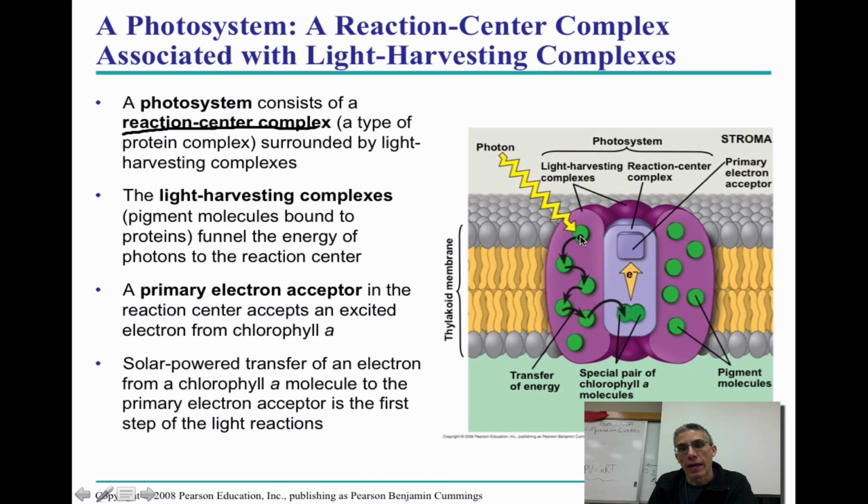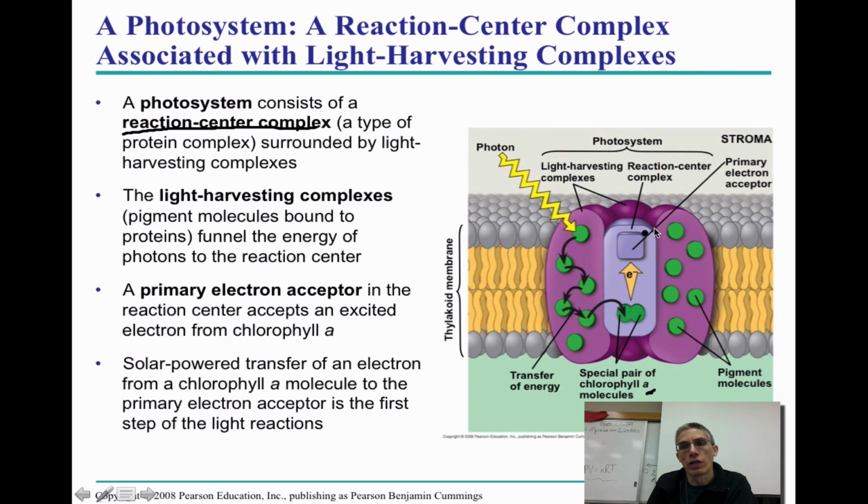and we're not actually going to pass the electron, but we're going to get the result of that excitation of the electron, and that energy is going to be transferred from pigment molecule to pigment molecule within this protein. Eventually, that is going to end up right here with this special pair of chlorophyll pigments called chlorophyll A. So these right here are not considered chlorophyll A, but these two that you see within this reaction center complex are.